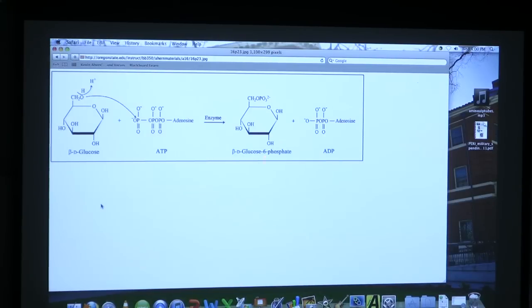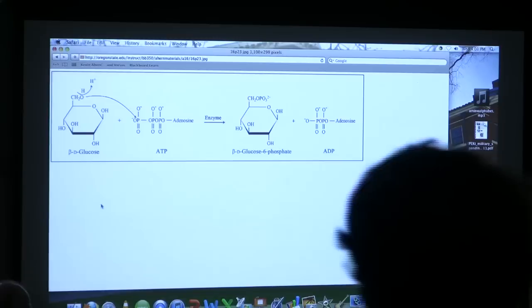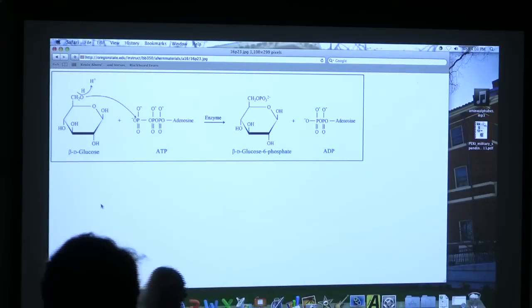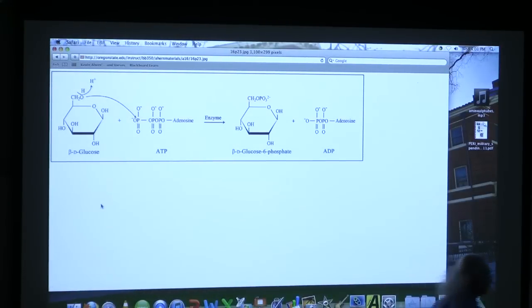And that actually gives glucose-6-phosphate a little bit higher energy. So glucose-6-phosphate has a higher energy associated with it than does glucose itself. And that's part of the reason why we have to use ATP energy to put that phosphate on. So it takes a high energy molecule to be able to transfer that phosphate onto glucose. And I'll talk more about that when I talk about glycolysis.